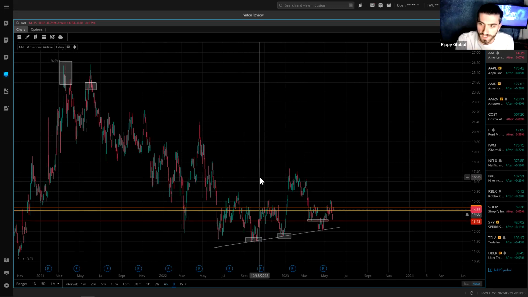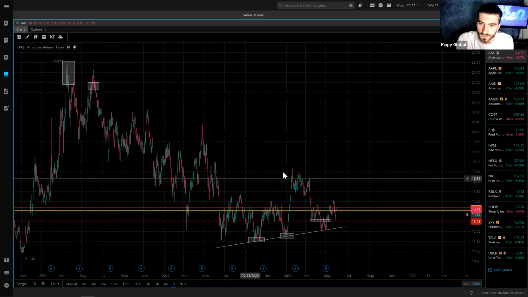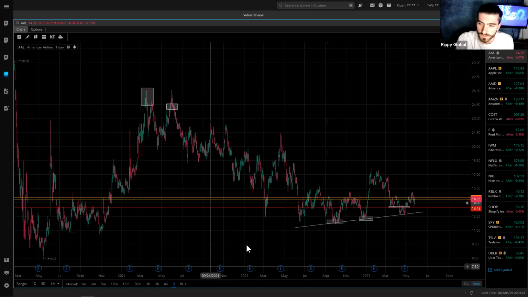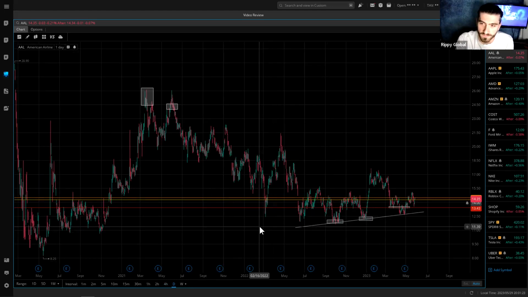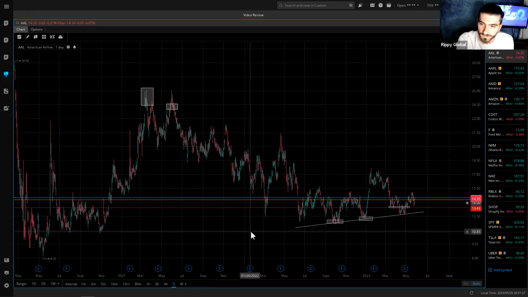I don't usually use the S&P with stocks unless I know the correlation with them, but just going off of American Airlines, I'm starting on the daily chart just to have a good overview of what the stock's doing on a larger time frame, where it's sitting at, whether it's a major support or a major resistance coming up.